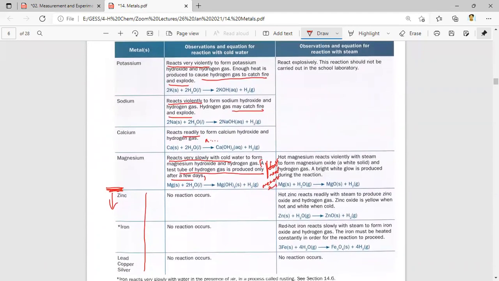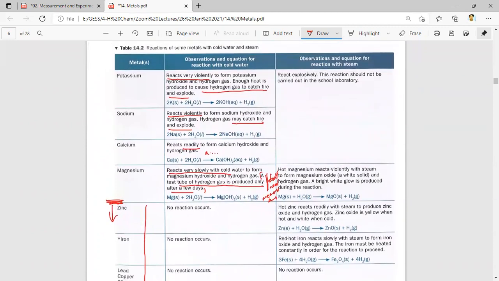Now, next one, what they did was they reacted with steam. Okay, steam is actually water that's hotter, right? So it has more energy. So you expect steam to be a more reactive reactant compared to cold water.